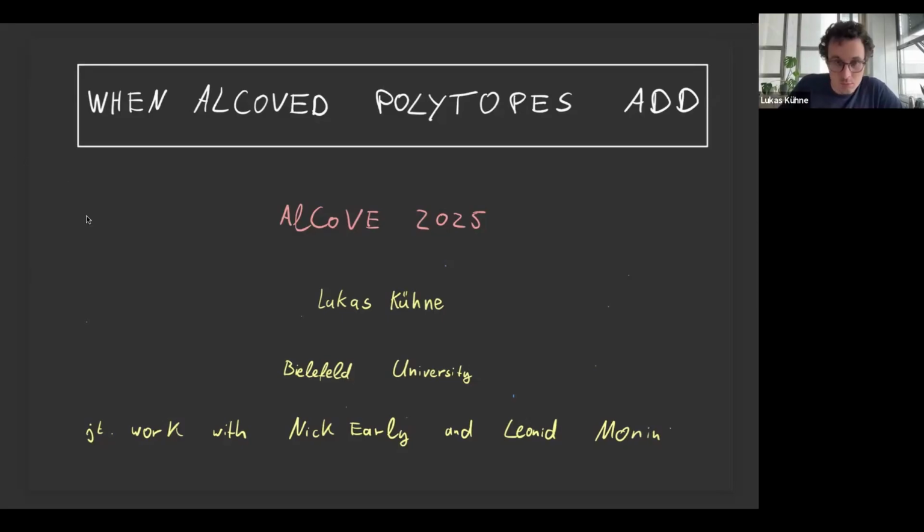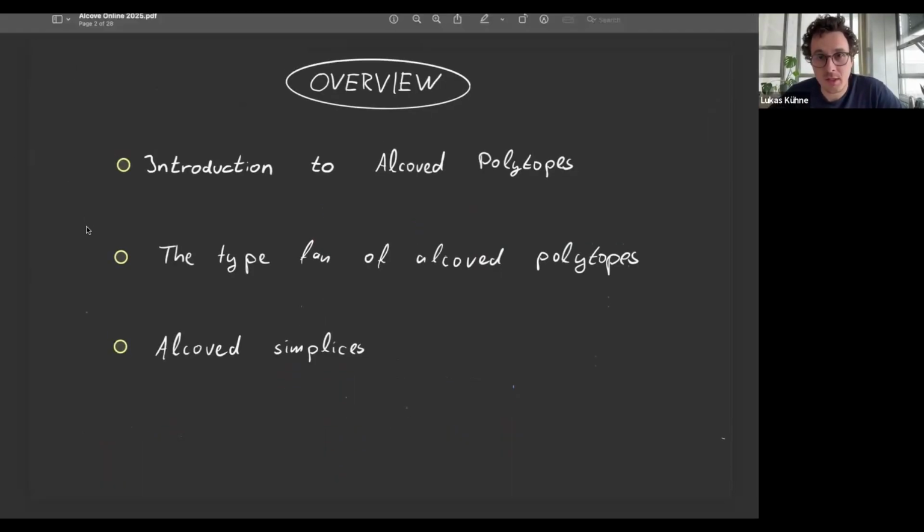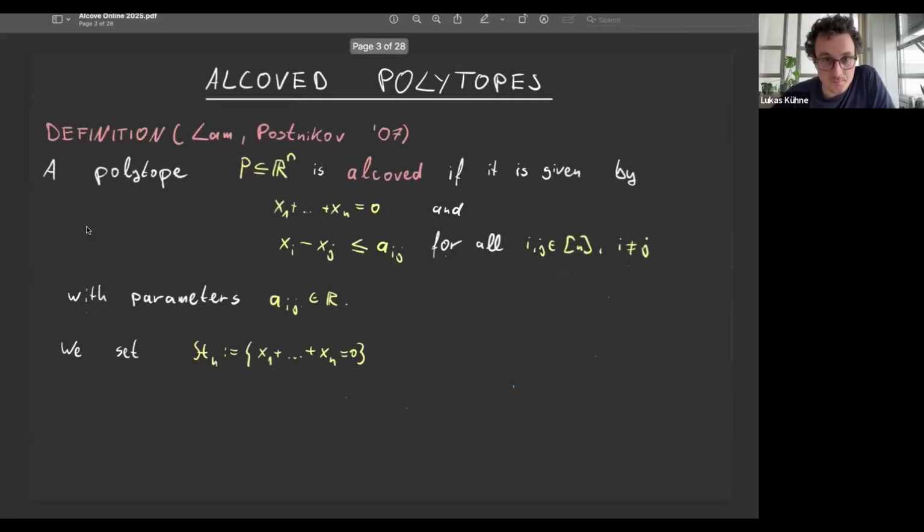But yeah. The plan for the talk is that I want to start with an introduction to alcoved polytopes. And then the main question I'd like to study is the f-vector of alcoved polytopes, and in the last third I'm going to specialize to alcoved simplices.